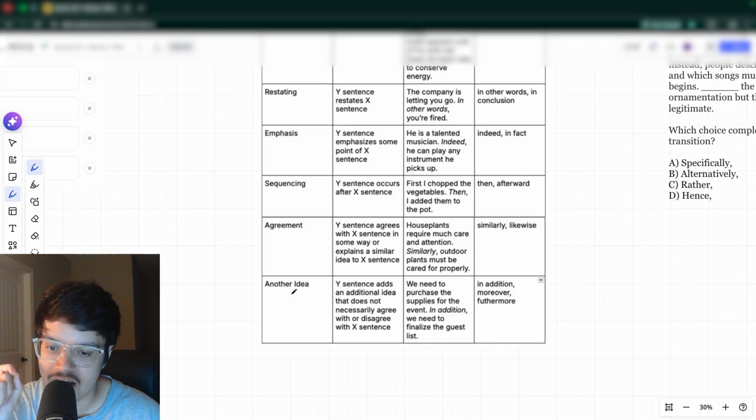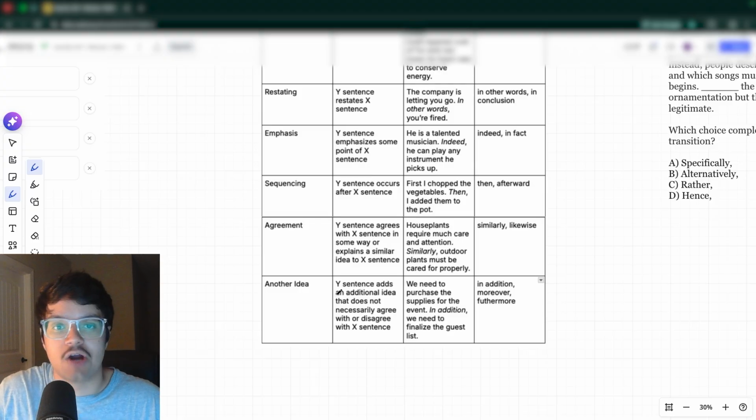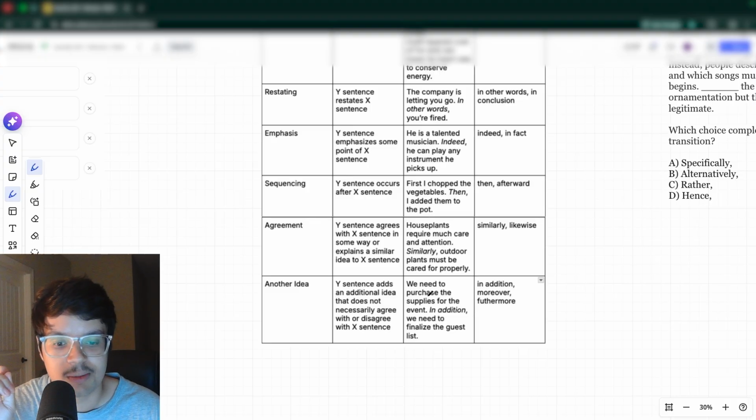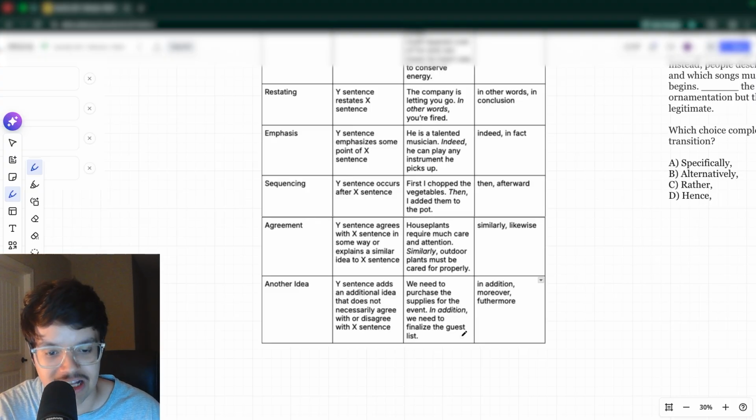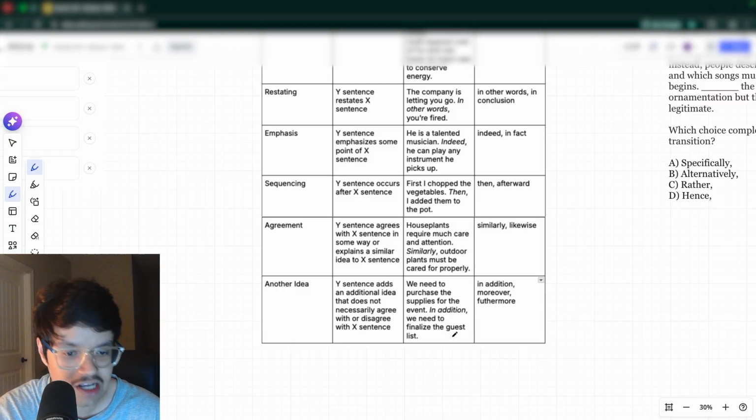Then finally, we have another idea. This just adds another idea to the list of sentences. It does not necessarily agree with the first idea. It does not necessarily disagree with it. It's just giving another thought. We need to purchase the supplies for the event. In addition, we need to finalize the guest list. So it's just 2 separate things. They don't necessarily have any connection with each other. They're just 2 ideas. In addition, moreover, furthermore.